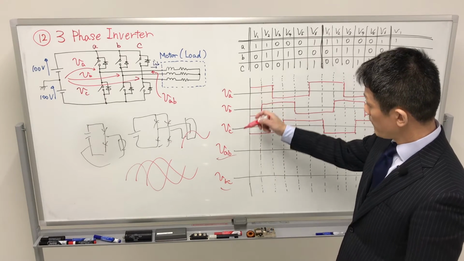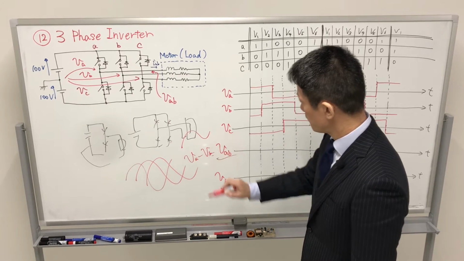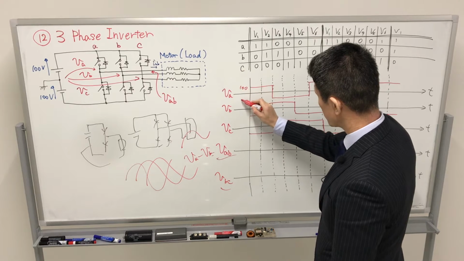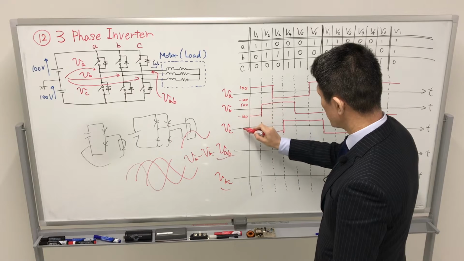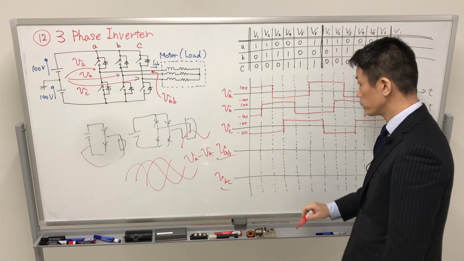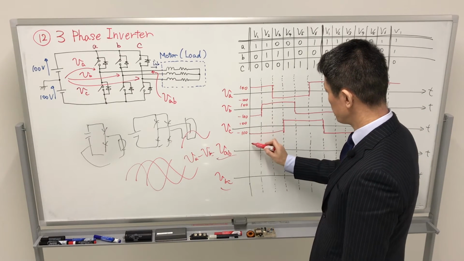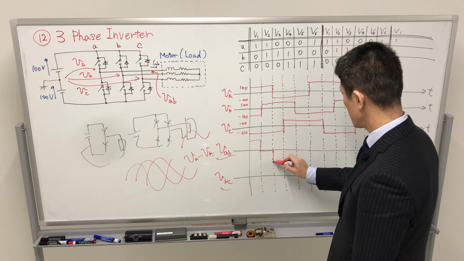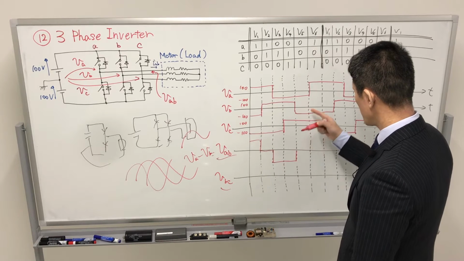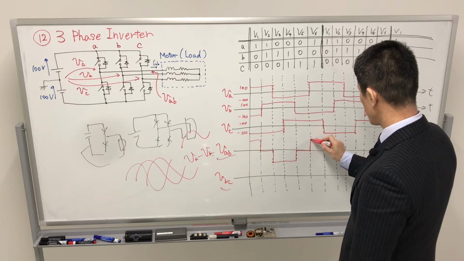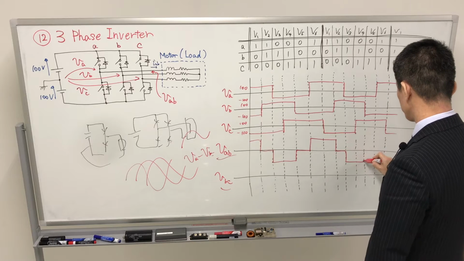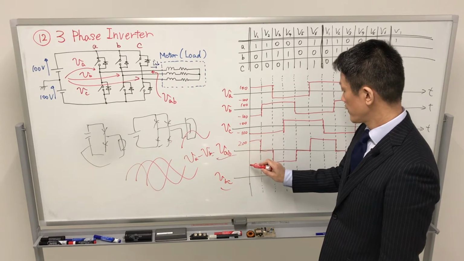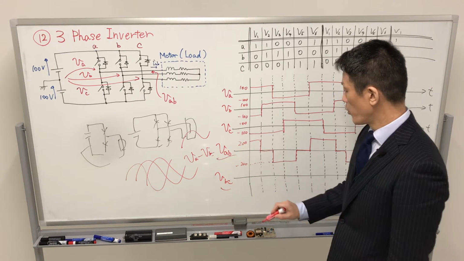VAB, that is VA minus VB. So VA minus VB: 100 minus 100, 100 minus 100, 100 minus 100. VAB is obtained by subtracting this from this, giving 0 in this part. The important point is that this value effectively uses the value of the DC battery pack.